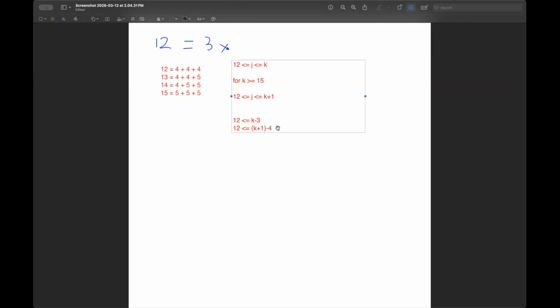Run it by me one more time. So 12 is less than or equal to j, less than or equal to k, and k is greater than or equal to 15. We're trying to prove that. We've got 12 is less than or equal to k minus 3, and the reason that we're saying that is because k itself is 15. So k minus 3 still fits in the range of greater than or equal to 12. Does that make sense?